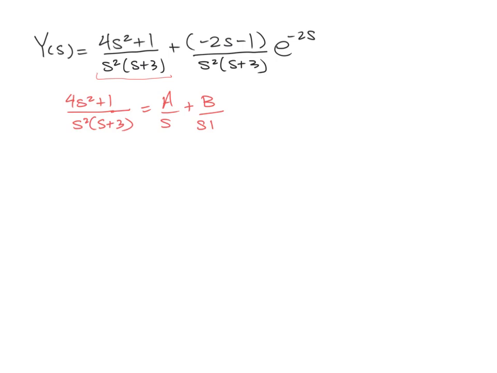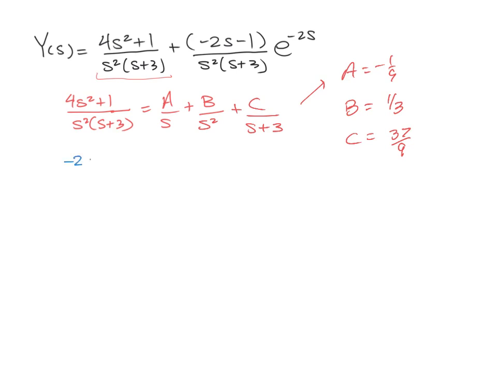Should I find my eraser? All right, so again, that's an s squared. And then a C over the s plus 3. Rather than going through the boring process of partial fractions, let's just say that A calculates out to be -1/9, B calculates out to be +1/3, and C calculates out to be 37/9.